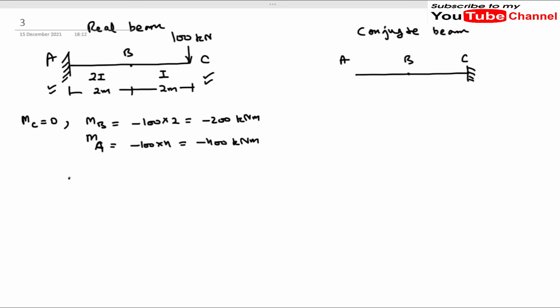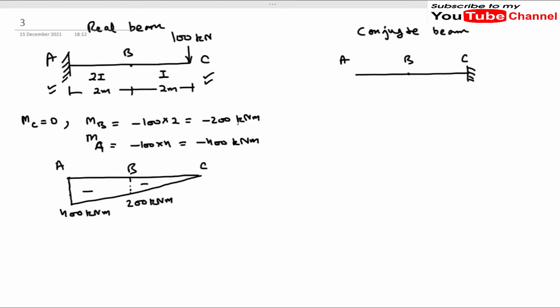Now let me draw the bending moment diagram, which is very easy to draw. It will be a triangle like this, and this is B, this is C, this is A. At B we have a bending moment of 200 kilonewton meter, at A we have a bending moment of 400 kilonewton meter. The diagram will be negative because both moments are hogging moments. Now this is our M diagram, or you can say bending moment diagram.